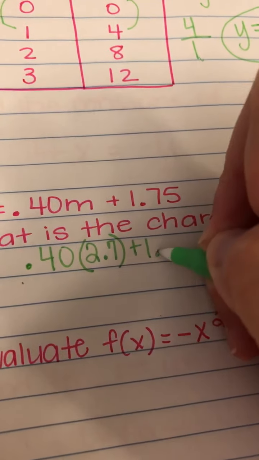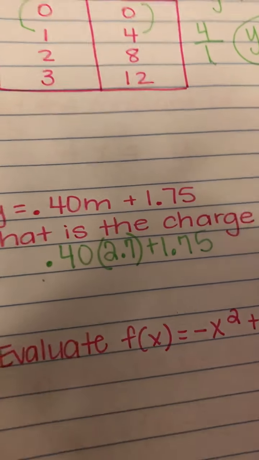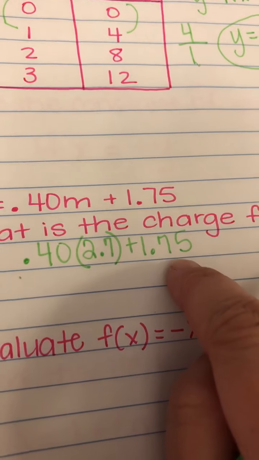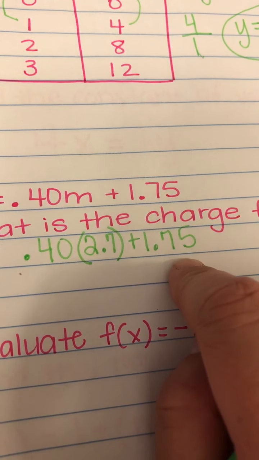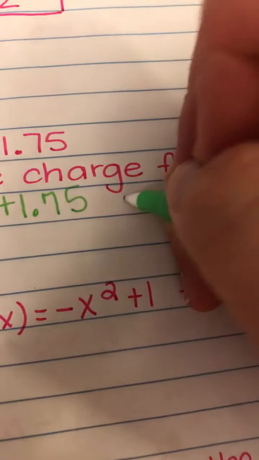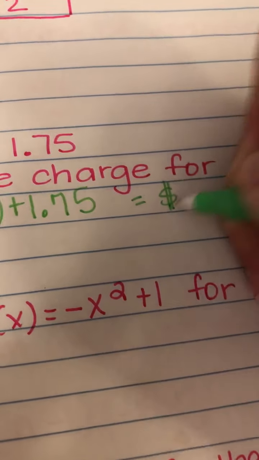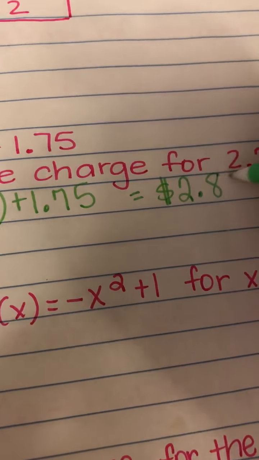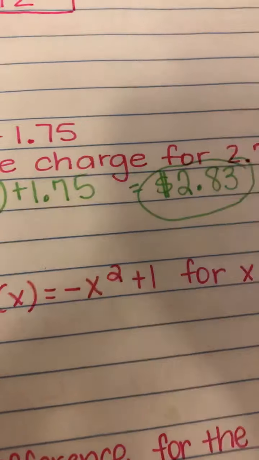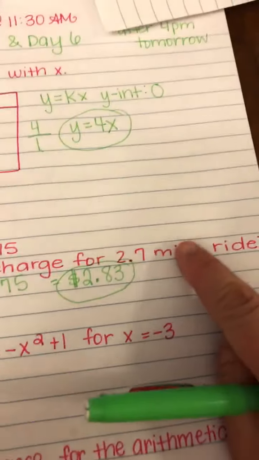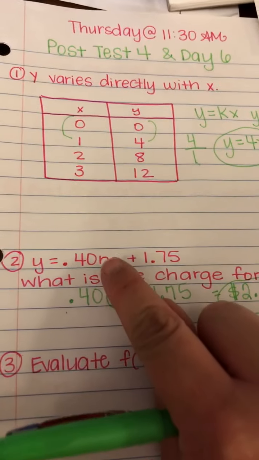And then you just follow, please excuse my dear Aunt Sally, you would multiply first and then add your $1.75. And when you do that, you get $2.83. Okay, so we're just substituting in the 2.7 for our miles.